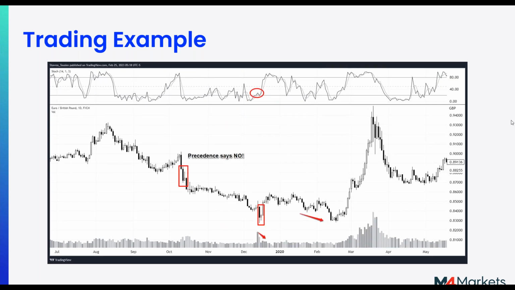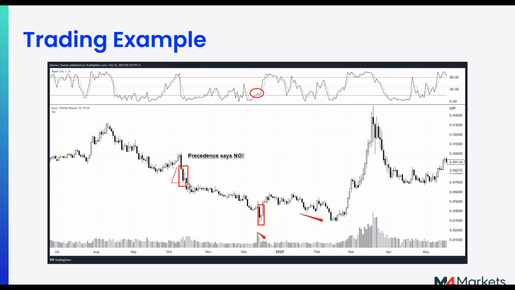Well, look, you see, and let me explain. Precedence says no. Yes, the trend is bearish and we are at the turning point, correct. But the volumes are very low, important to remember. The stochastic is already kind of outside of our oversold territories.